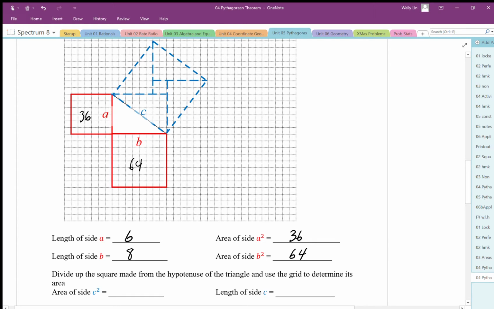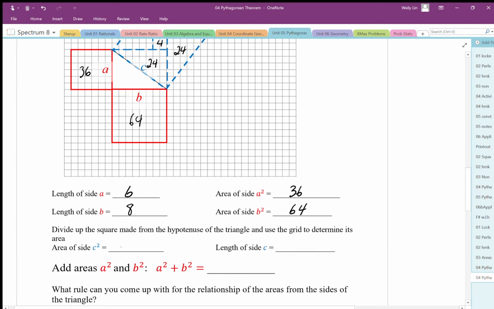And when we actually add up these areas in here, well, we have 4 triangles. This is an 8 by 6, so 8 times 6 divided by 2 is 24. All these triangles are exactly the same. So when I add up all those areas, I end up with C squared equals 100. So the length of side C is 10. And so does this relationship hold true? A squared plus B squared, 36 plus 64 equals 100. Okay, and it seems like this is working.